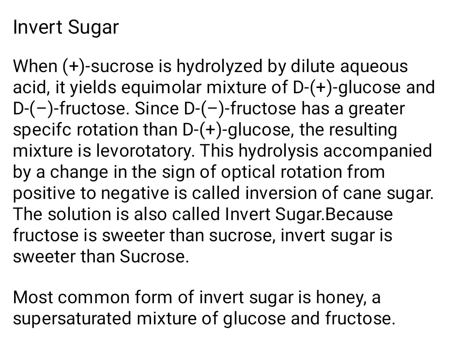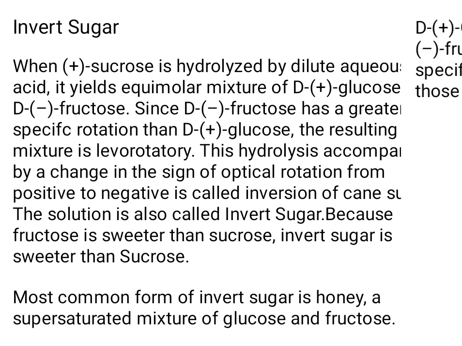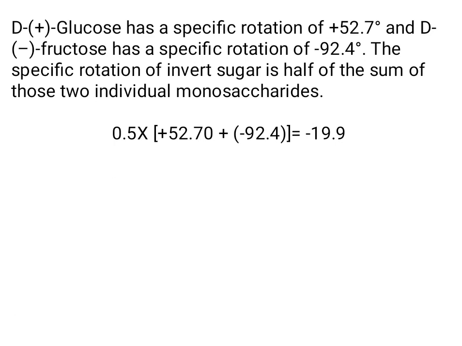The most common form of invert sugar is honey, a supersaturated mixture of glucose and fructose. D-glucose has a specific rotation of plus 52.7 degrees and D-fructose has a specific rotation of minus 92.4 degrees. The specific rotation of invert sugar is half of the sum of those two individual monosaccharides. So this is the value of the specific rotation of the invert sugar, minus 19.9 degrees.